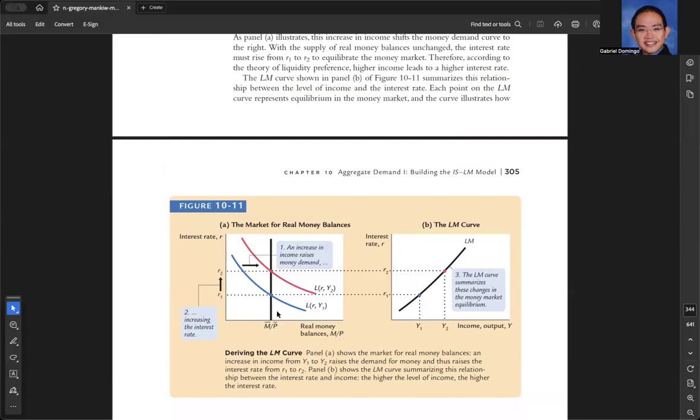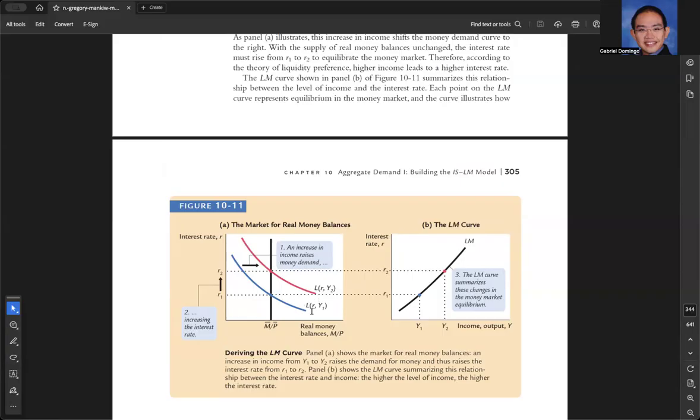Mathematically, it will help to shift it because Y is not on the X-axis. This is not Y. And it's also not on the Y-axis, because on the Y-axis it's R. So this is R and this is M over P. Y is not here in the market for real money balances. Therefore, if Y rises, it will increase the demand for money, and therefore it is reflected graphically as a shift to the right of the demand for money.